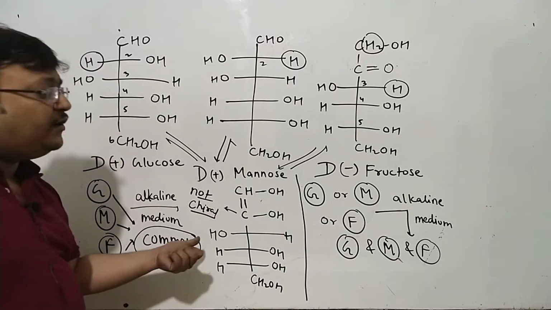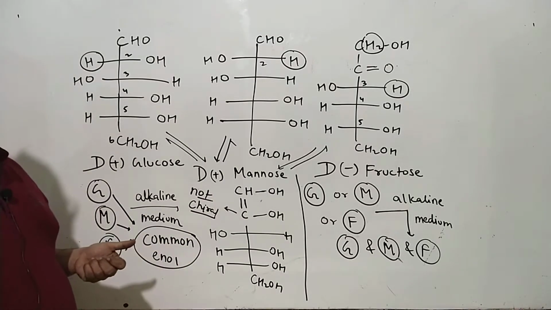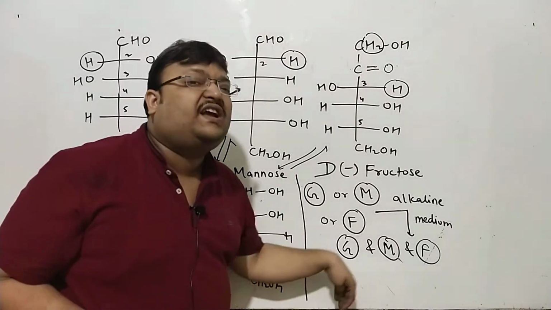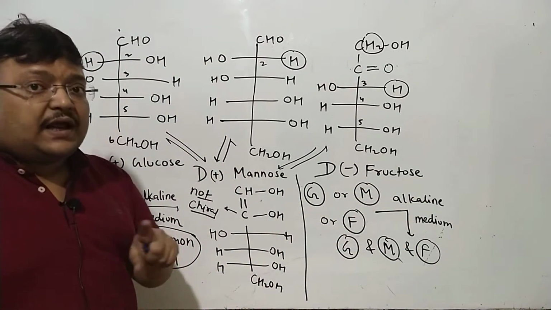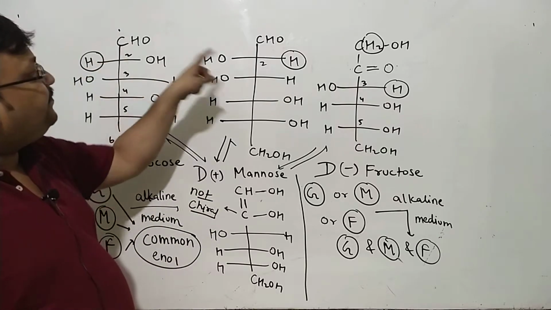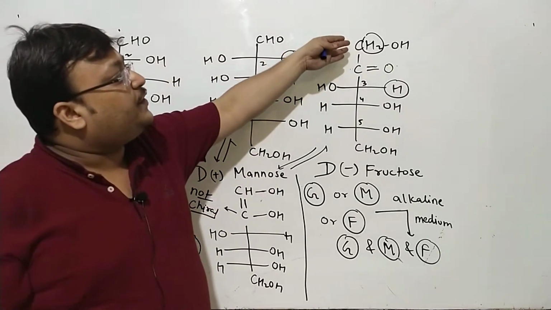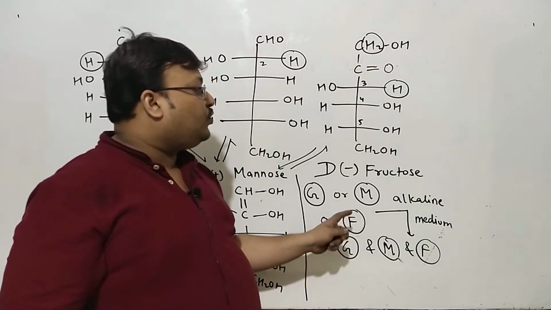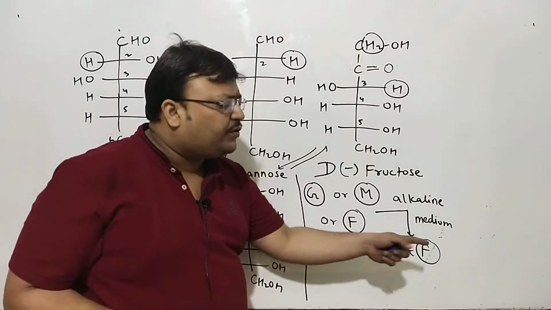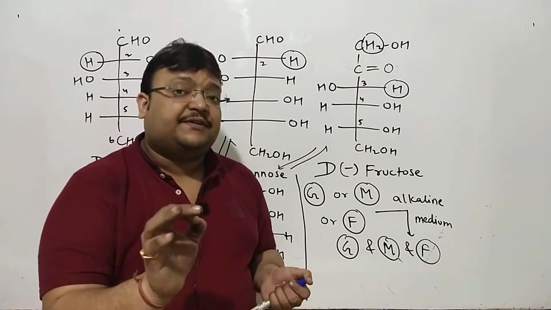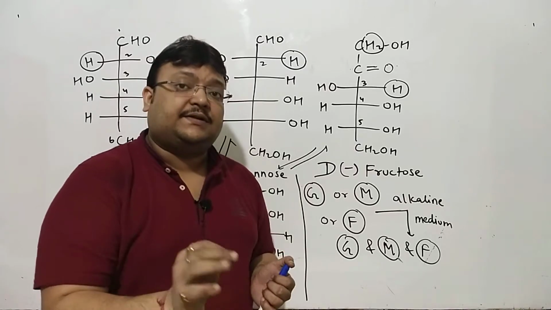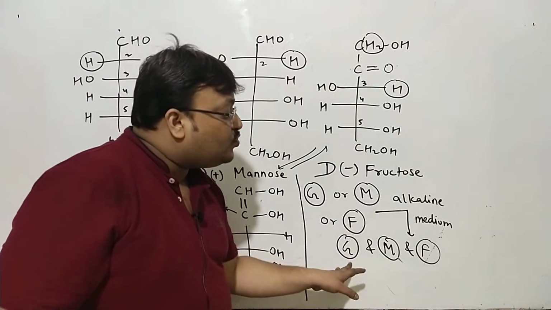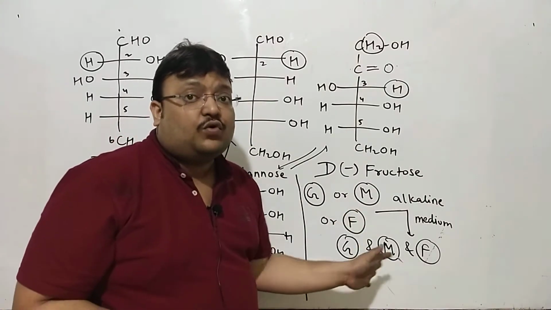Which means, with the common enol, glucose, mannose and fructose will coexist in alkaline medium. So in alkaline medium, with the alpha hydrogen gone, the two will have the same enol. One kind of enol of fructose will be the same as the enol of glucose and mannose. And this is exactly what happens. Molecules of fructose in alkaline medium get converted to glucose and mannose. Some molecules will get converted to glucose and mannose.